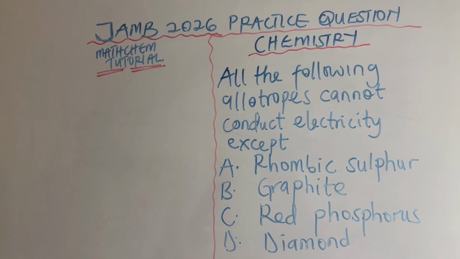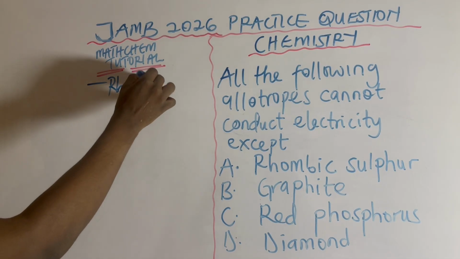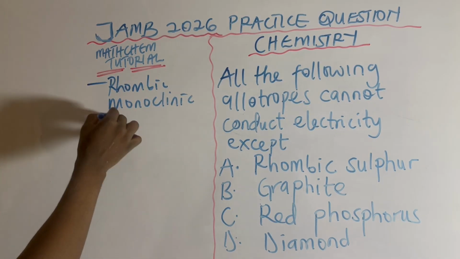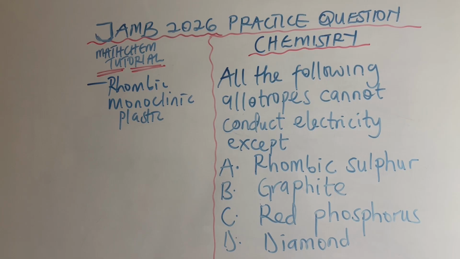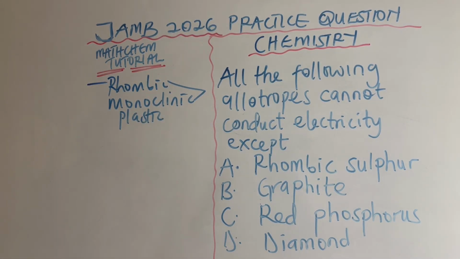Sulfur is a non-metal. All students should know that. The allotropes of sulfur: we have rhombic sulfur, monoclinic sulfur, and then plastic sulfur. All three of these allotropes of sulfur are non-metals, and all of them cannot conduct electricity. But the common ones, at least for UTME level, you should know are rhombic and monoclinic sulfur. Those are the two main allotropes of sulfur.